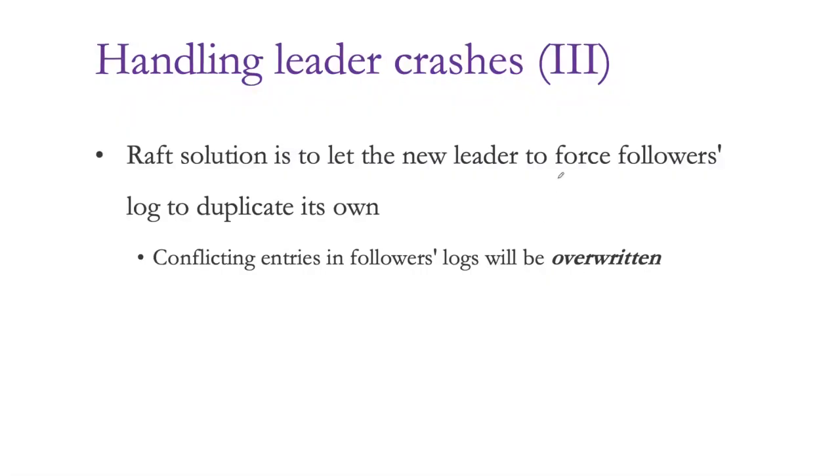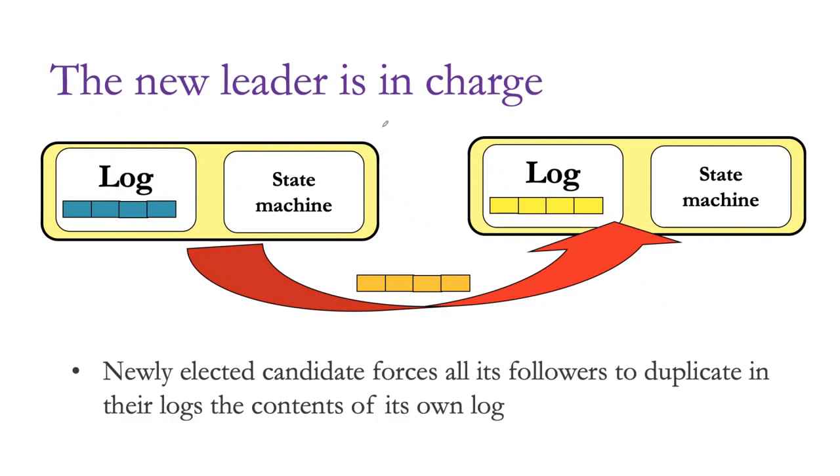So for handling leader crashes in another way, the Raft solution is to let the new leader force the followers' logs to duplicate its own. That is the third way of solving it. So the conflicting entries in the followers' logs will be overwritten. How will it be done? The new leader is in charge. The new leader forces all other followers to update their logs as per the new leader's log. So this is the third way of solution: finding the consistency in the log.